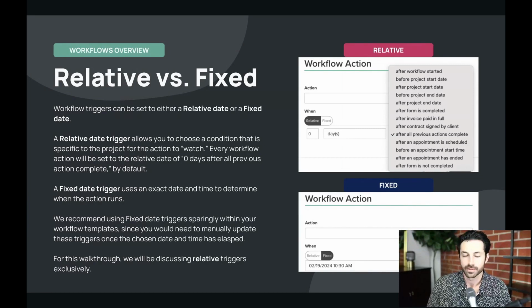A fixed date trigger, on the other hand, allows you to pick an exact date and time to determine when that action runs. Now, we do recommend only using fixed date triggers as sparingly as possible, especially within your workflow templates. And the key there is that you would need to manually update that date and time as soon as it had elapsed, essentially. So, for example, if I pick tomorrow as a fixed date and time, as soon as that date and time that I've set in my workflow elapses, and now it's Friday, let's say, that date's in the past and that can cause some issues. So generally speaking, when you're setting up your workflows, you're going to be using a relative trigger. And today, for the rest of our conversation, we're only going to be looking at our relative triggers.